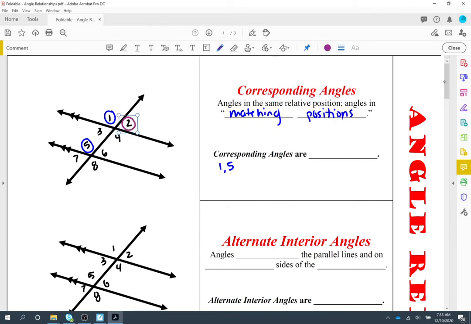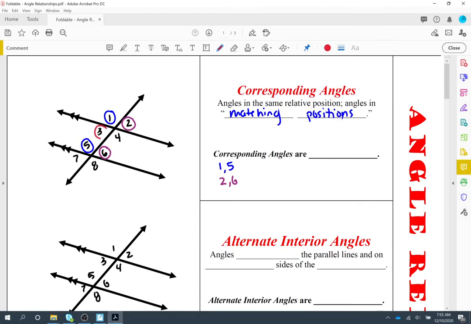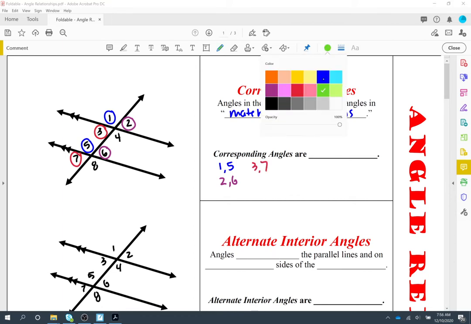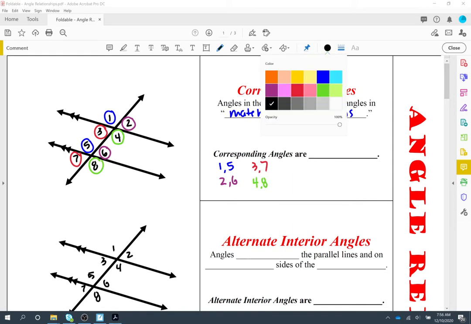Then, what about number 2? Well, he is on the top, but the right. So down here, top right would be number 6. So 2 and 6 are corresponding. Well, if we go to the bottom, number 3 is on the bottom left. So bottom of this one on the left is number 7. So we have 3 and 7. And then bottom right would be number 4. And bottom right would be number 8. So 4 and 8.